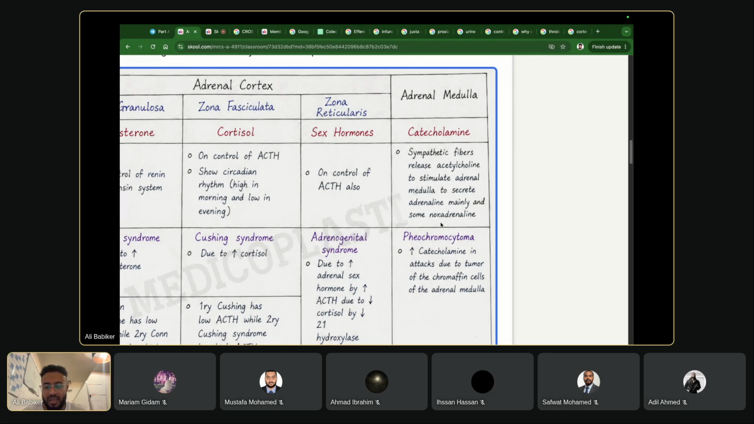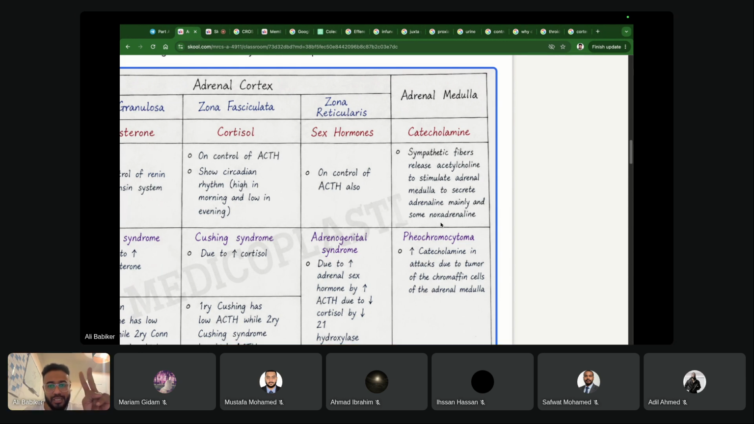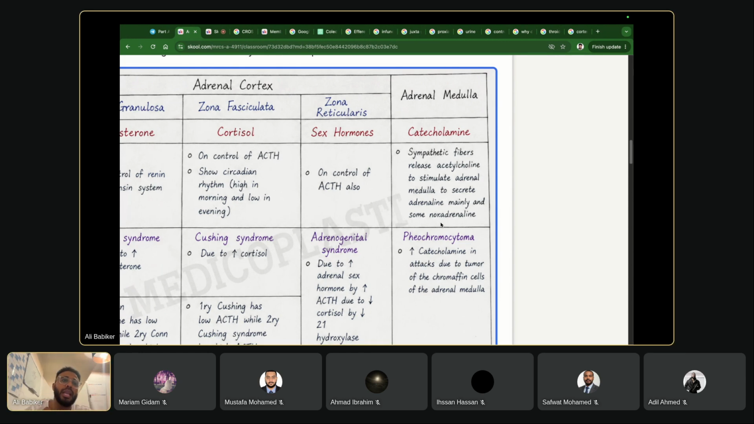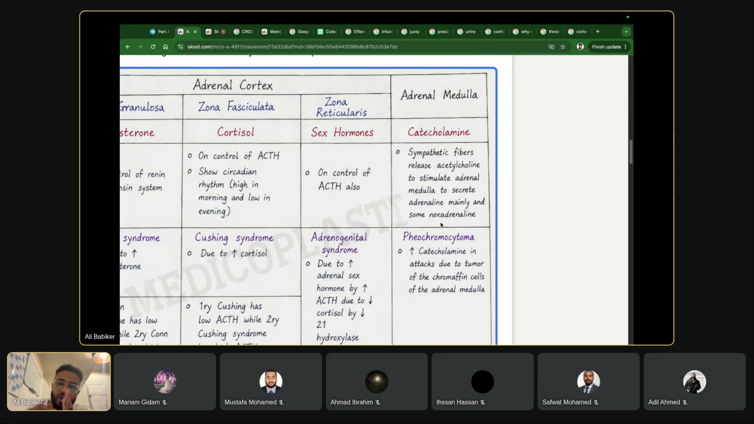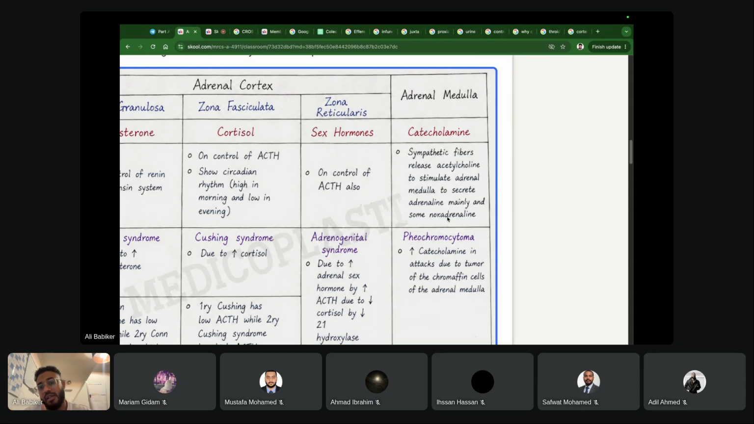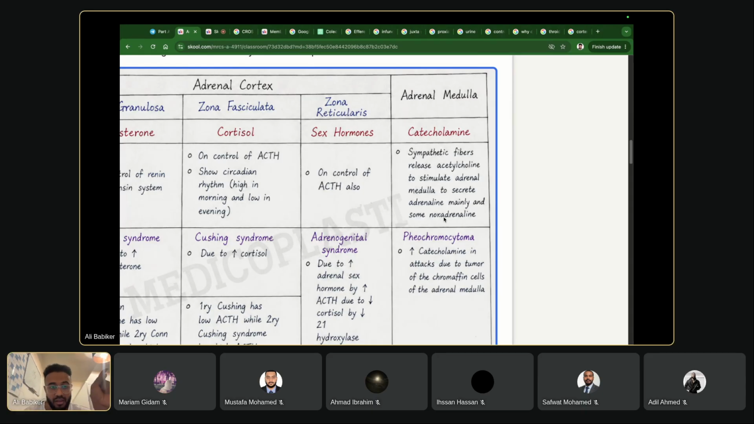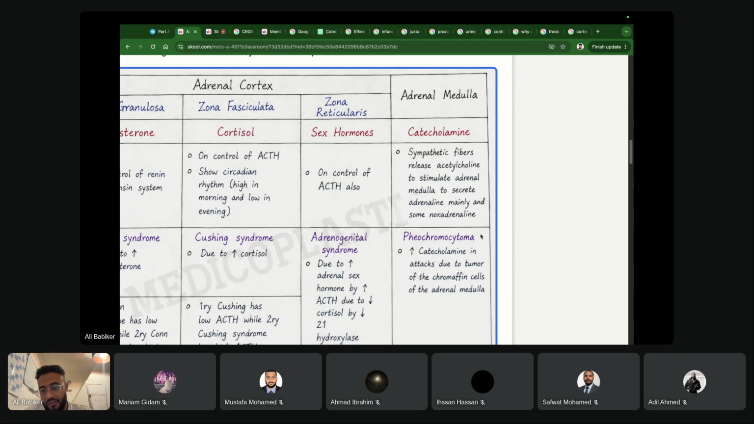All the sympathetic effects happen through norepinephrine and epinephrine, except two organs, the adrenal gland and the sweat gland. The effect on the adrenal gland and sweat gland, both of them, is through acetylcholine. We're talking about the sympathetic system, which is very unique and not usual.